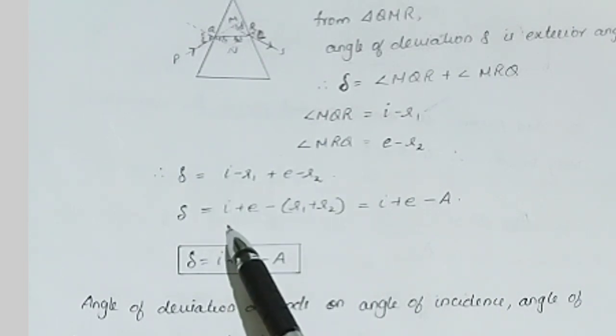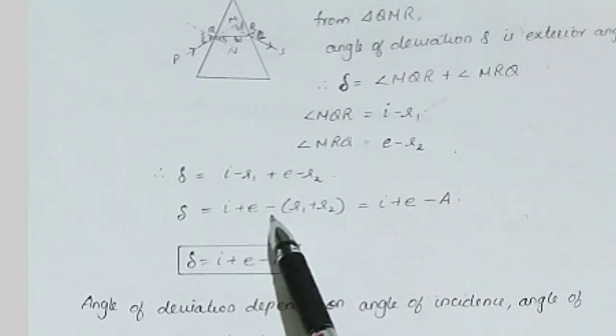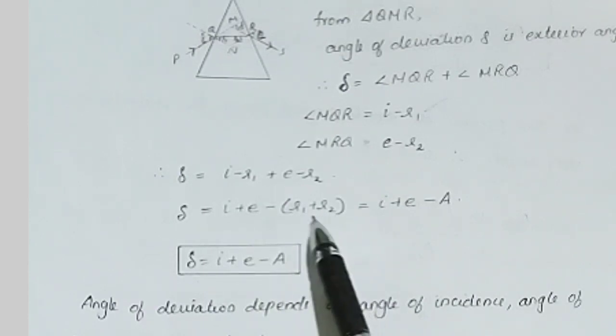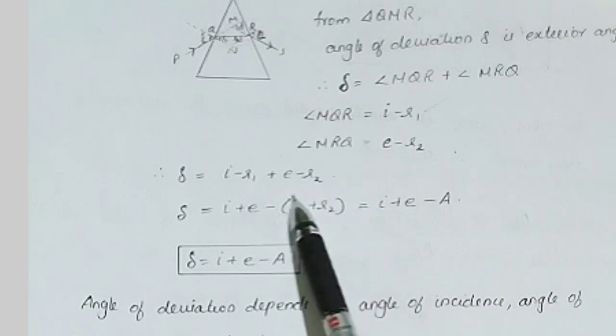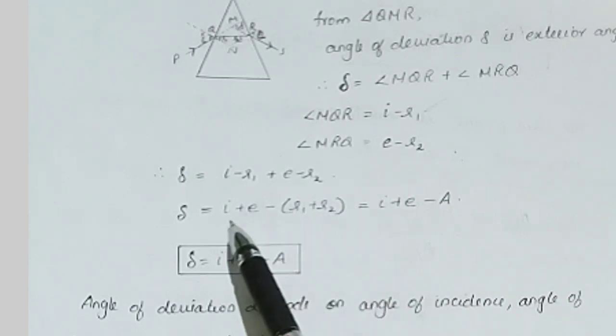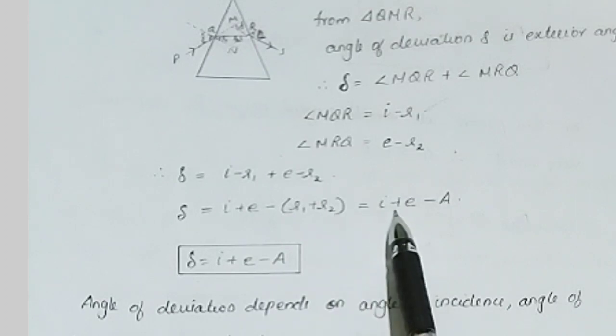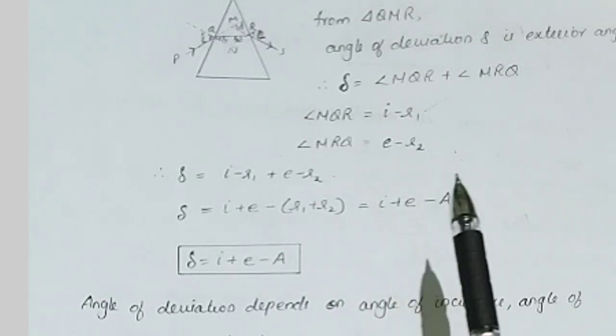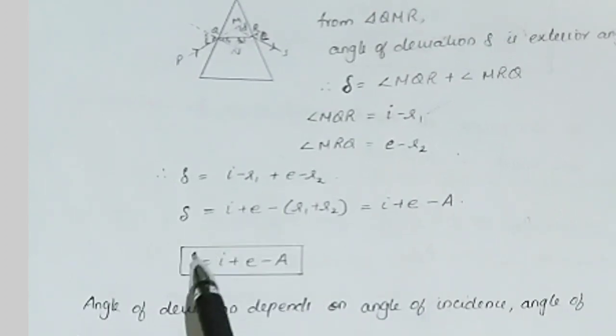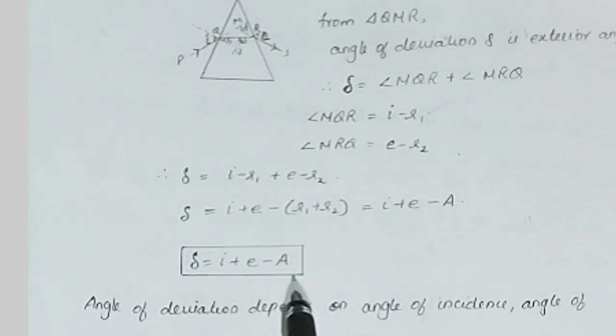and on rearranging we can write this as i plus e minus of r1 plus r2, and we have already seen the result that r1 plus r2 is the angle of prism A. Thus we can write here i plus e minus A. So we obtain an important relation for the angle of deviation of a prism as angle of deviation is equal to i plus e minus A, where i is the angle of incidence, e is the angle of emergence, and A is the angle of prism.